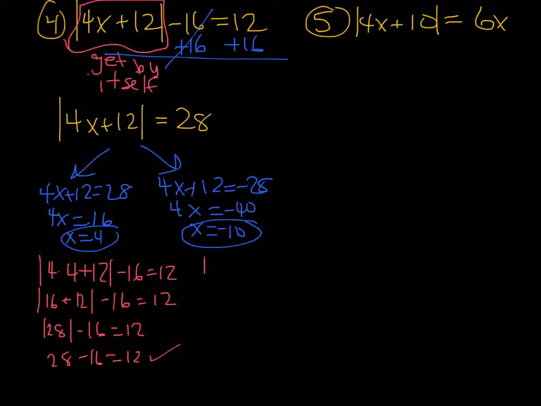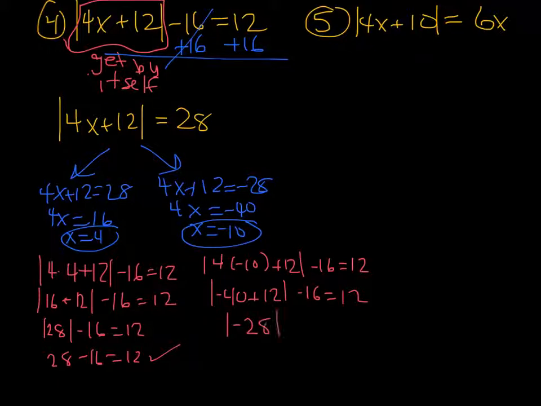Do the same thing for x equals negative 10. We get the absolute value of 4 times negative 10 plus 12, minus 16 equals 12. So you are going to work this out. You want it to equal 12 in the end. We end up getting the absolute value of negative 28 minus 16 is 12. That gives us 28 minus 16 is 12. This is a true statement, so we are good there.